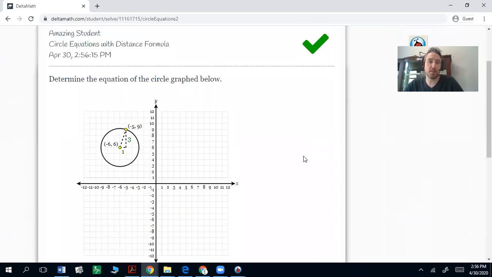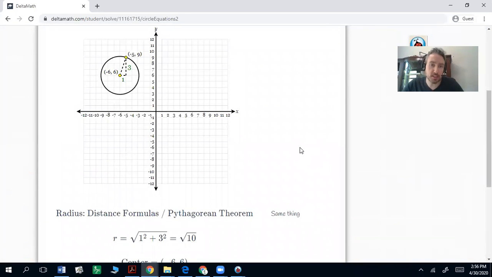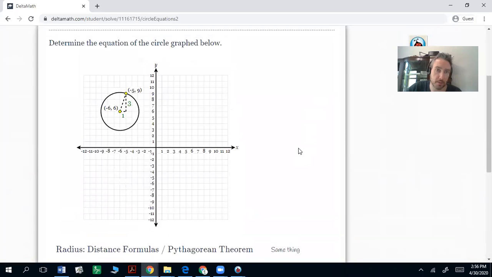All right, so it says using distance formula. However, it doesn't really use distance formula. It uses Pythagorean theorem. You remember a squared plus b squared equals c squared. And that's a little bit less involved than trying to plug it into the distance formula. So that radius is the hypotenuse in this case.